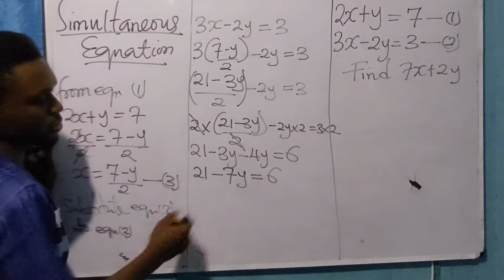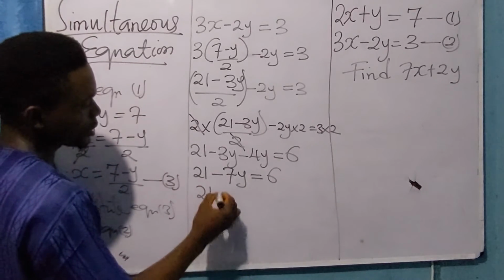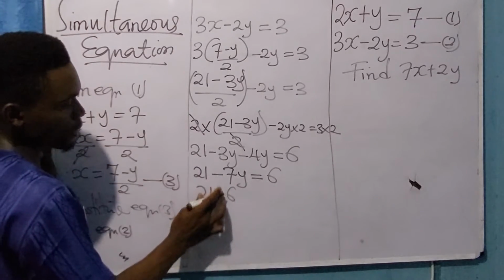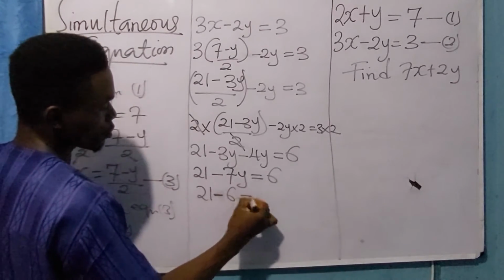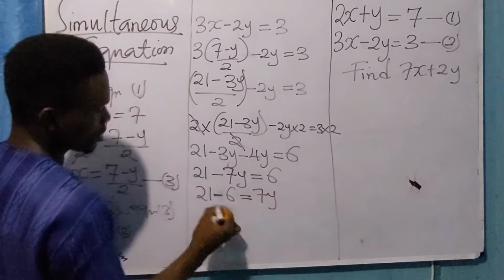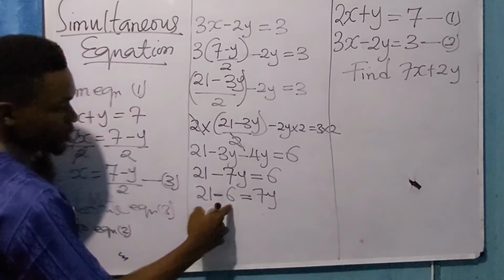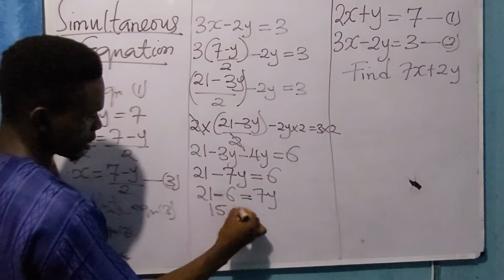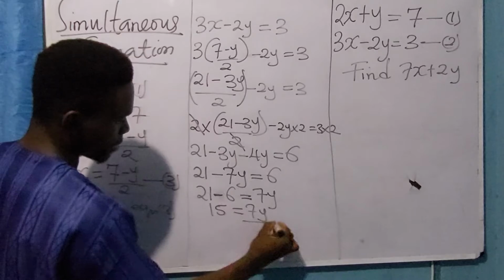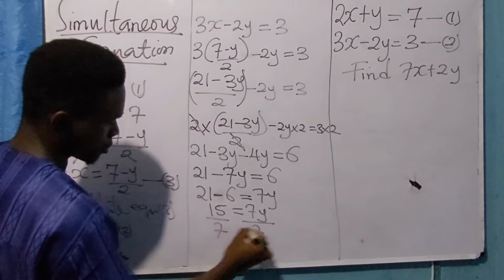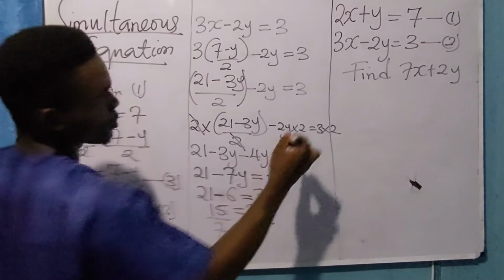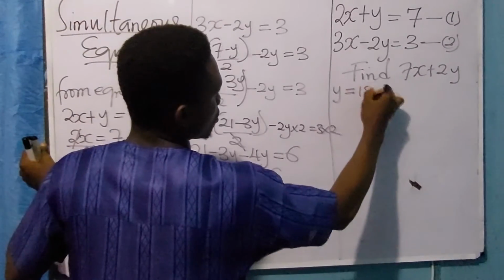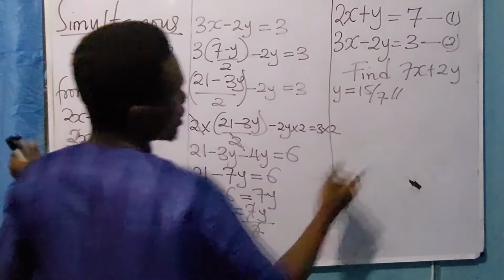You have to collect like terms now. 21 minus 6 equals 7y, because the term is crossing. Now 21 minus 6 is 15, then you have 15 equals 7y. Divide both sides by 7. So this will go into the root. Therefore, y equals 15 over 7.